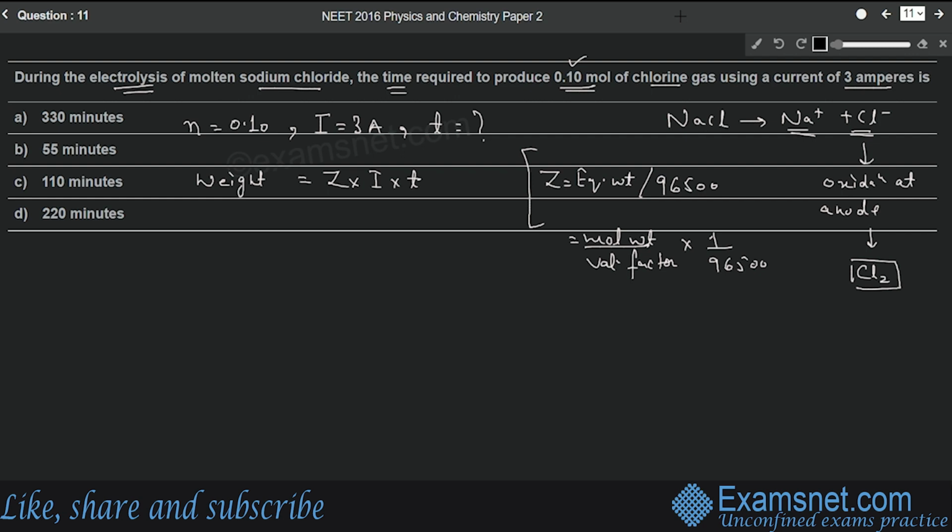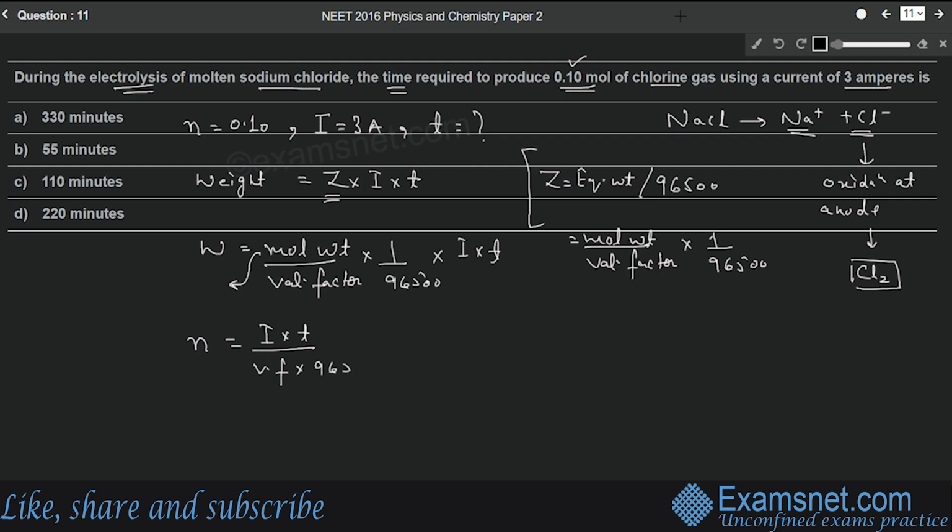So let's put this value. This side we have weight and this side we have Z is equal to molecular weight upon valency factor, here we have 96500 into current and time. Now this molecular weight will come this side. So weight by molecular weight will become number of moles. Okay. So number of moles N will be equal to current into time upon valency factor into 96500.